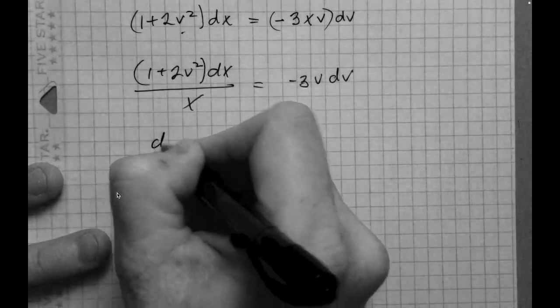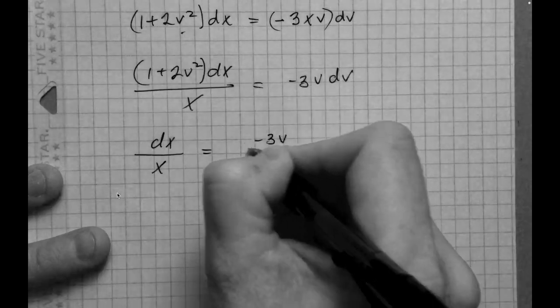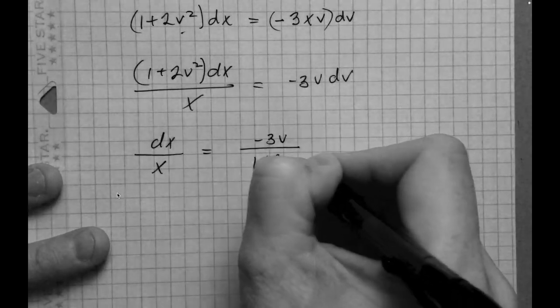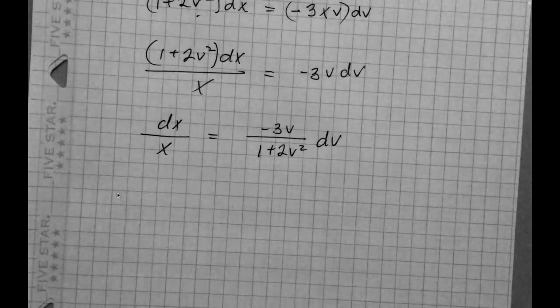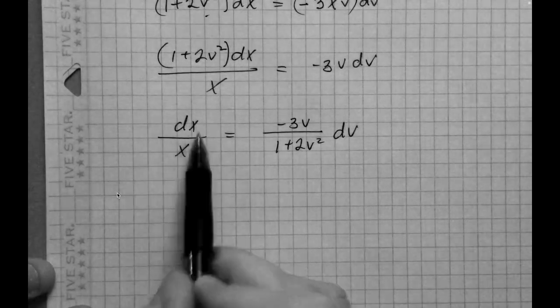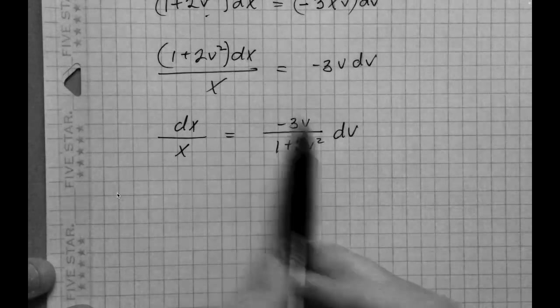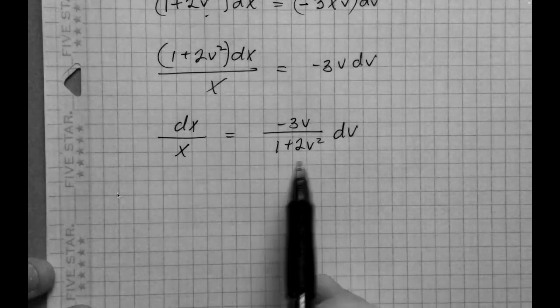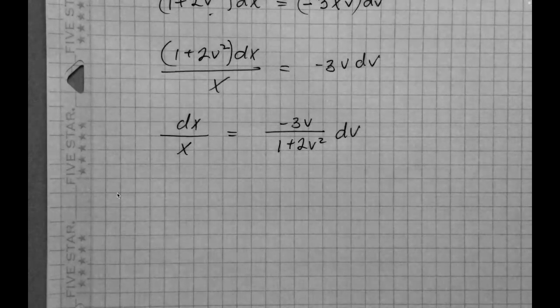And I get dx over x equals negative 3v over 1 plus 2v squared dv. And voila, we have a separation here. I've got all the x's on this side, like my M of x, and over here I've got all the v's, like my N as a function of v. And so that means I can integrate now.